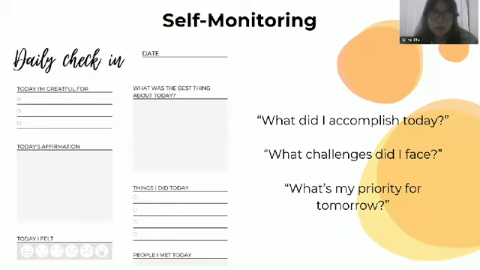Next up, we have self-monitoring. Self-monitoring helps learners to keep track of their progress. As an activity example, here's a daily check-in journal in my presentation. With a daily check-in journal, learners can follow what they've done on a daily basis and see their progress on a daily basis. And here are some example questions they can ask themselves. These questions are: what did I accomplish today? What challenges did I face? And what's my priority for tomorrow? With all of these questions, they can see the problems they encounter and find solutions for them.